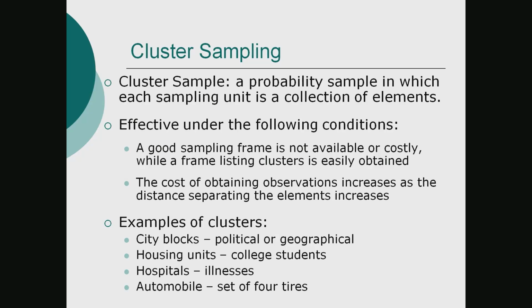In cluster sampling, the researchers divide a population into smaller groups known as clusters. They then randomly select among these clusters to form a sample. Examples of clusters: city blocks, housing units, hospitals, automobiles.